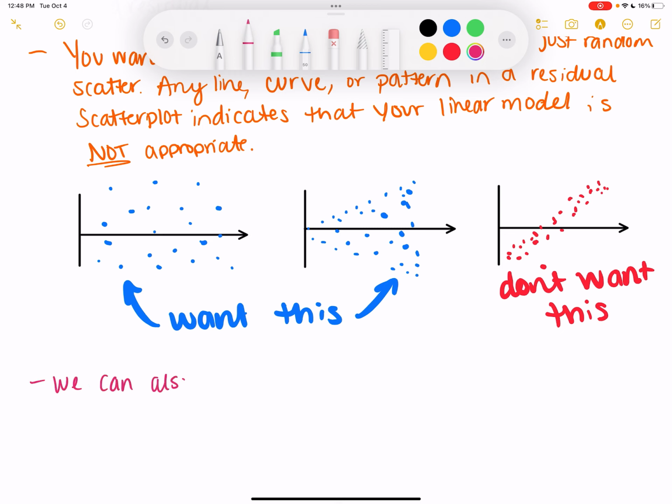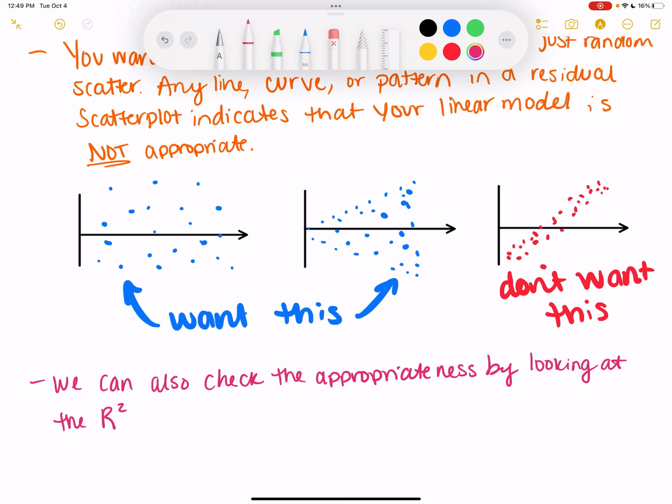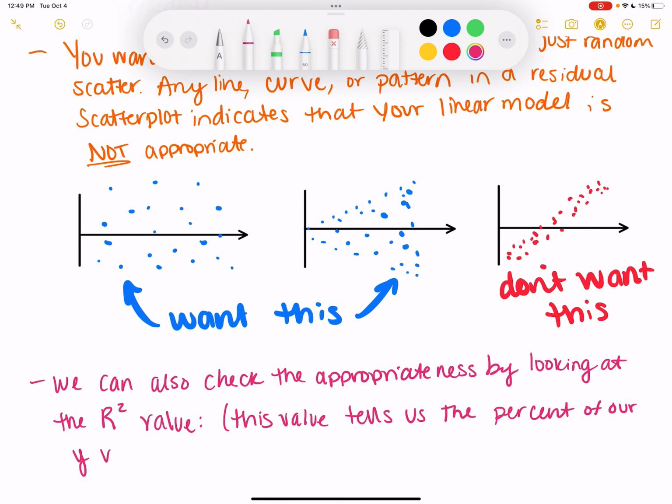We can also check the appropriateness by looking at the R squared value. This value tells us the percent of our Y variation that is determined by the variation in the X variable.